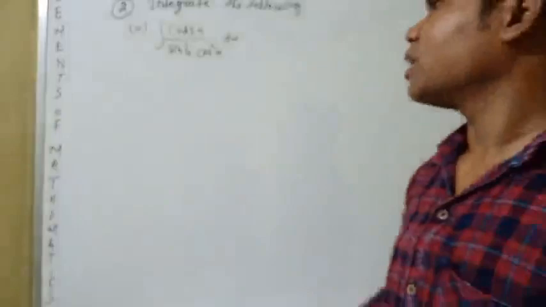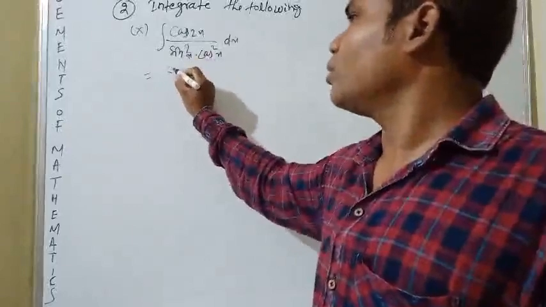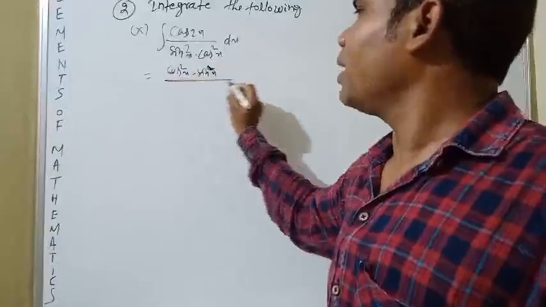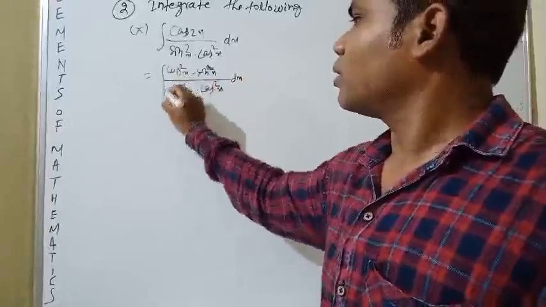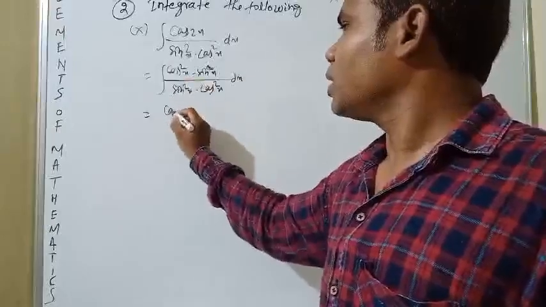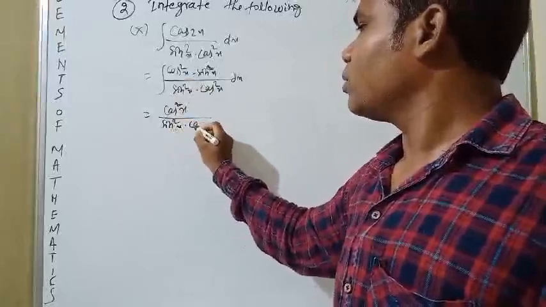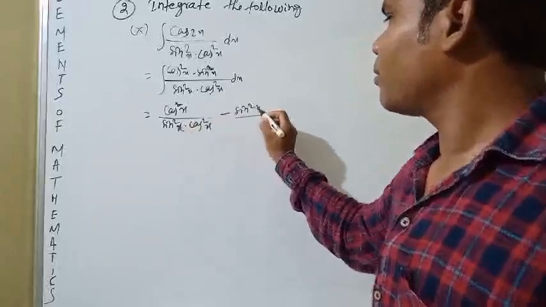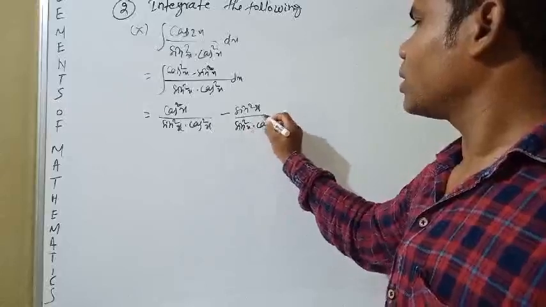You see the next question, number 10: given cos 2x, integration of cos 2x by sin square x into cos square x. You know the formula, cos 2x is equal to cos square x minus sin square x, divided by sin square x into cos square x dx. This we can write as cos square x by sin square x into cos square x, minus sin square x by sin square x into cos square x dx.